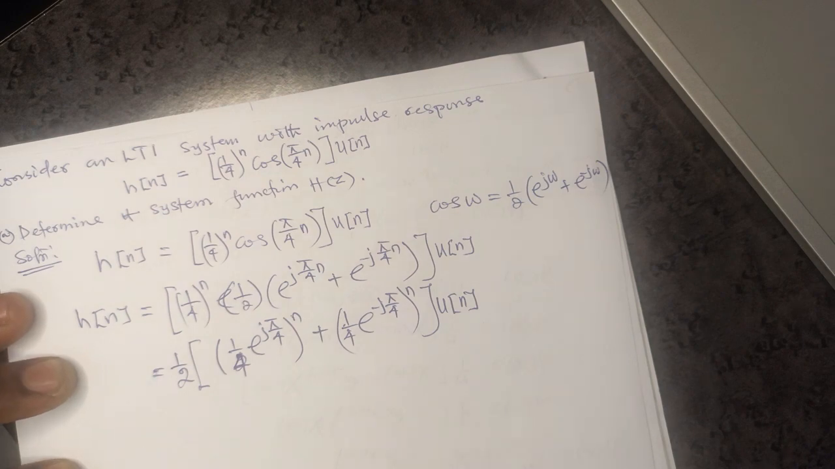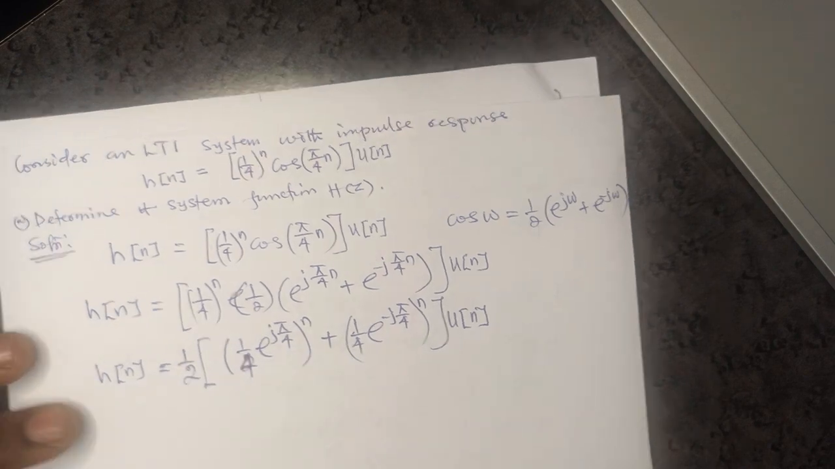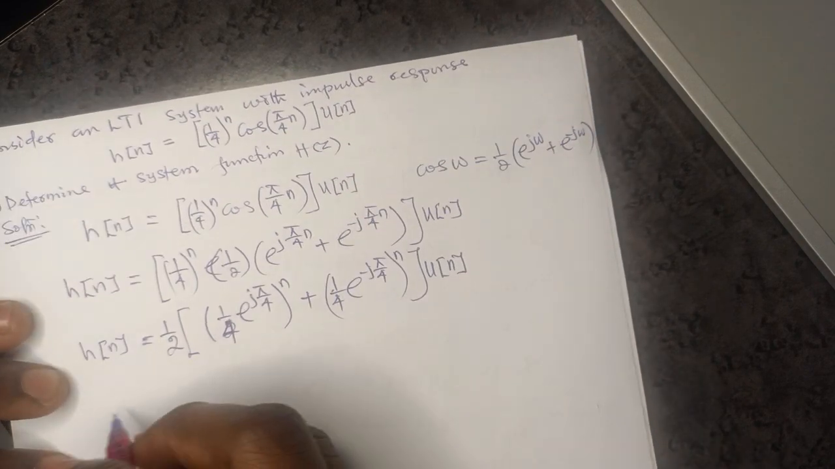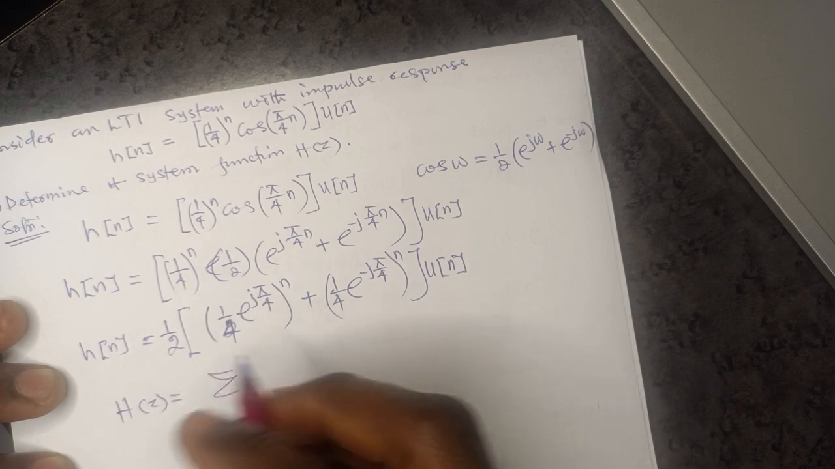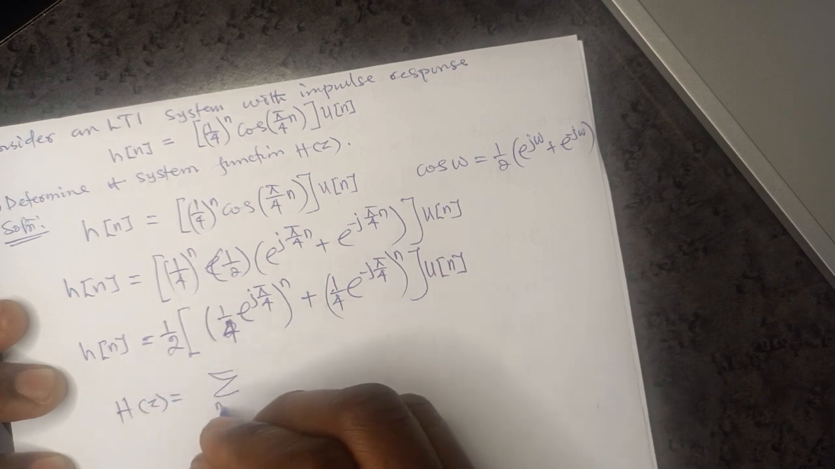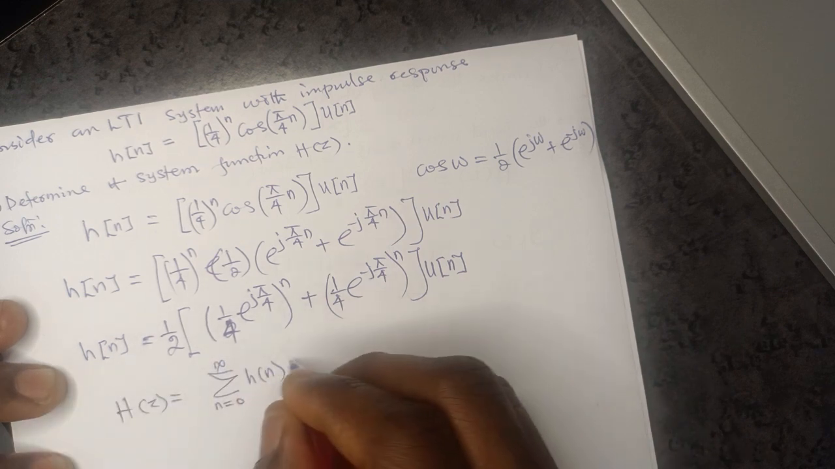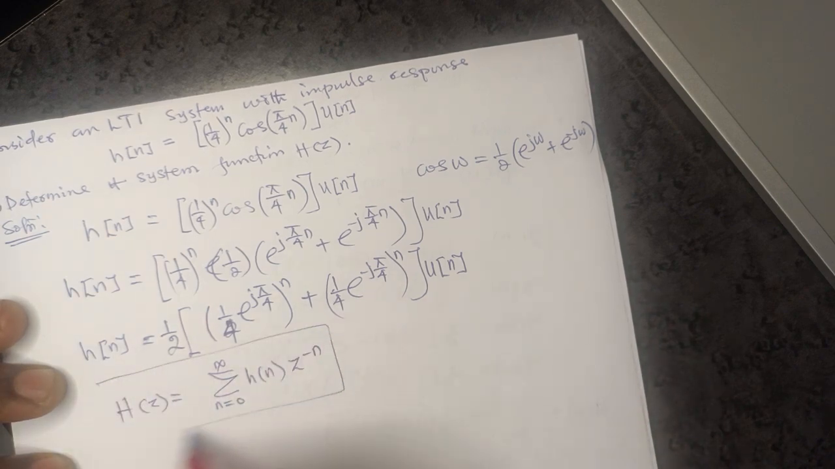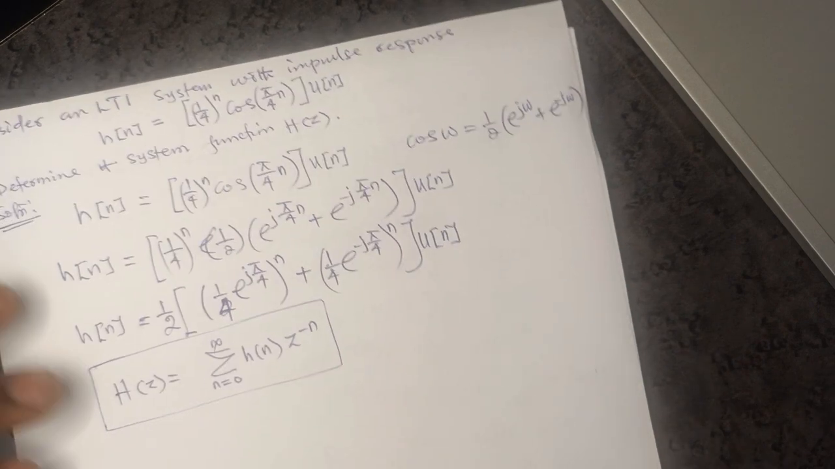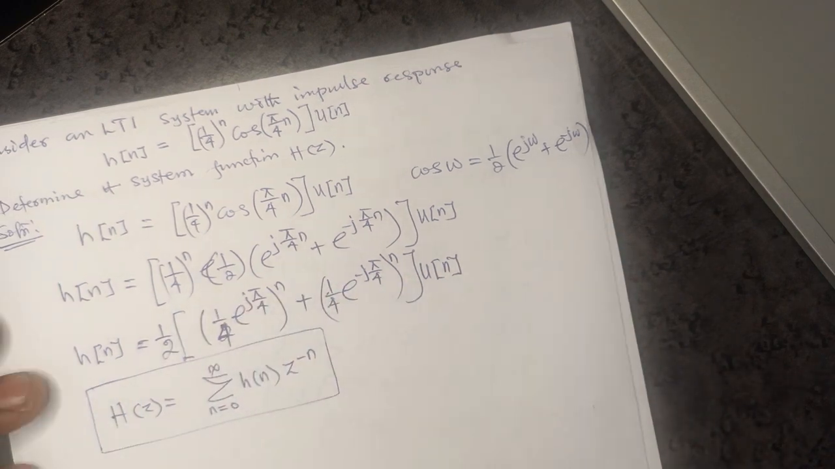All right. If we want to find the z transform of h(n), H(z) is going to be the sum from n equals 0 to infinity of h(n) z^(−n). This is the formula for finding the transfer function of the system, and we can just apply it to each term in the expression.